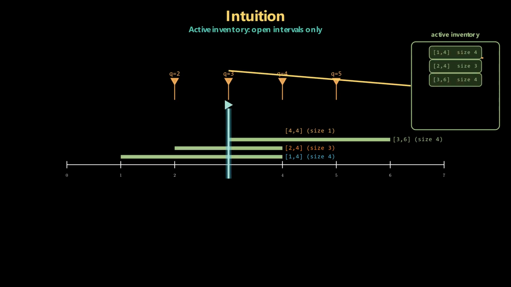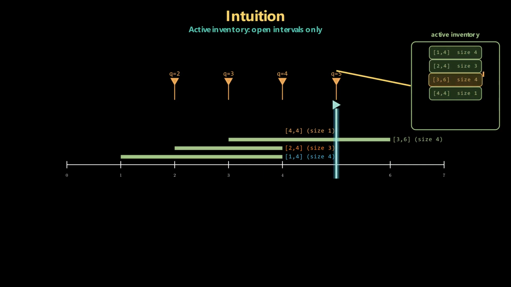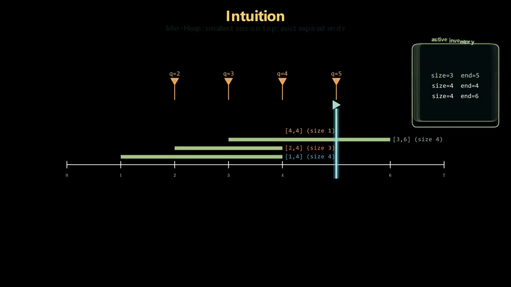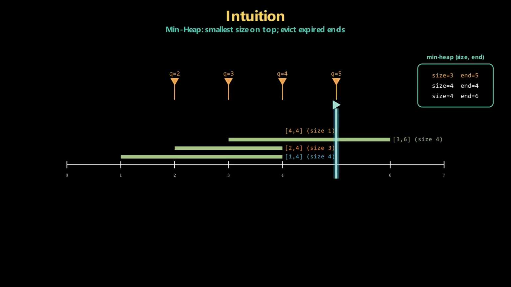When our sweep line passes the starting point of an interval, we know that interval is officially open for business. It is a valid candidate for any query coming up next, so we toss it into our active inventory. We only consider intervals that have already opened. Anything that has not started yet is simply not a candidate. How do we grab the smallest interval quickly, without sorting the whole inventory every time?